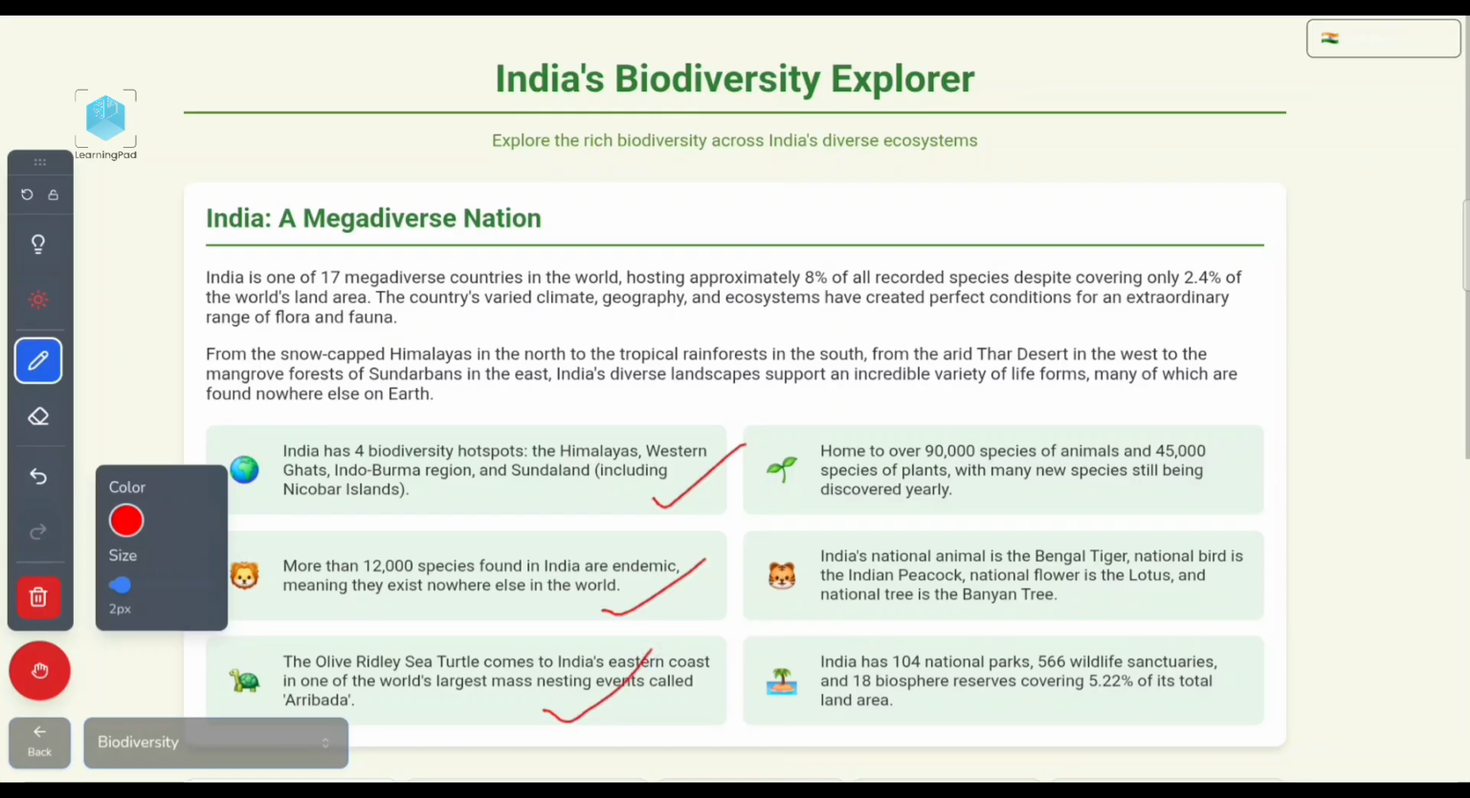Olive ridley sea turtle is seen in India. Over 90,000 species of animals and 45,000 plant species have been discovered in India. India's national animal is the Bengal tiger. We all know it. And India's national bird is the Indian peacock. National flower is lotus, and national tree is banyan tree. India has 104 national parks, 566 wildlife sanctuaries, 18 biosphere reserves. Children, you might get any of this in your examination as a fill in the blanks or multiple choice. Please kindly note them properly.